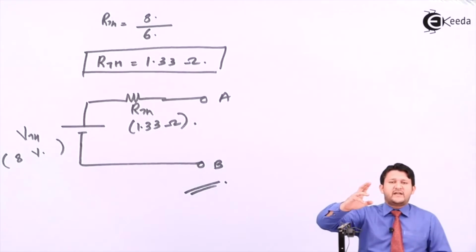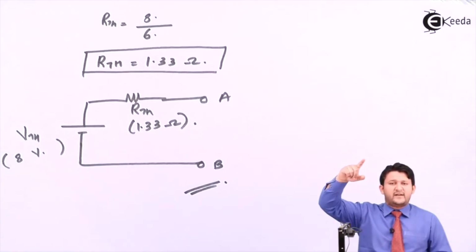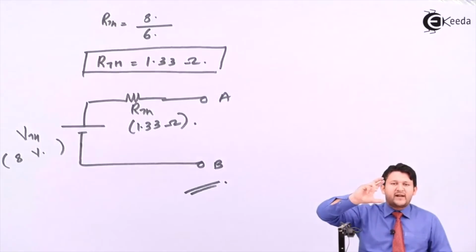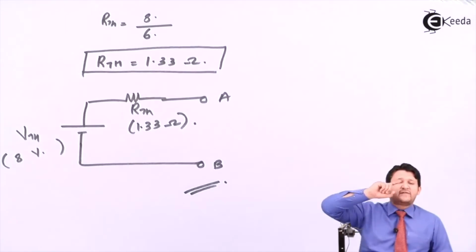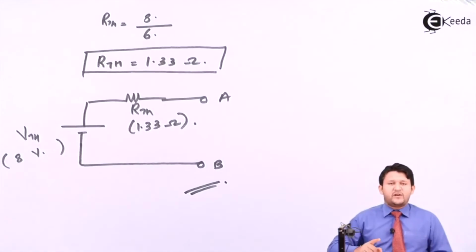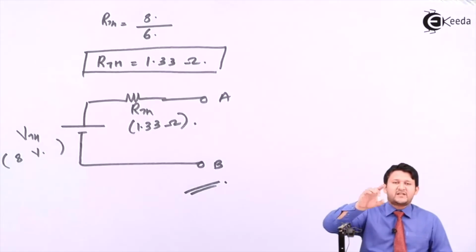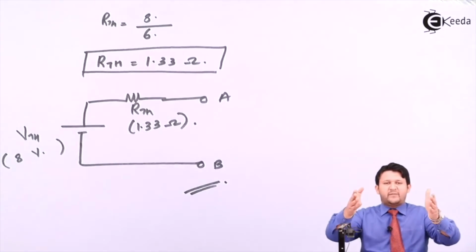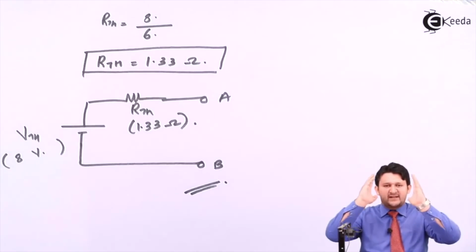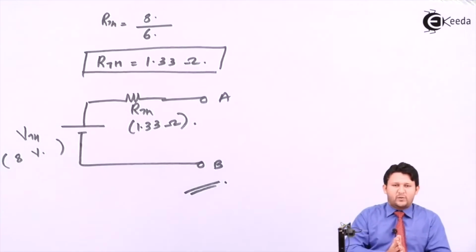Just put the value of VTH which you got from step 1. Just put the value of ISC which you got from step 2. Put the values, and you will be getting RTH. After getting RTH, put the values of VTH and RTH in the equivalent circuit. That will be your Thevenin's equivalent circuit. That's what the sum is required for.